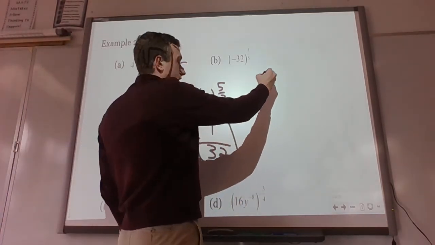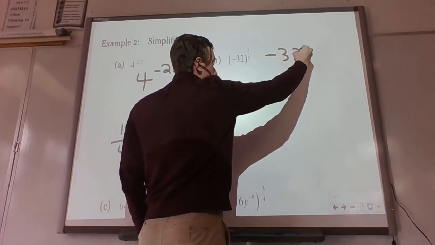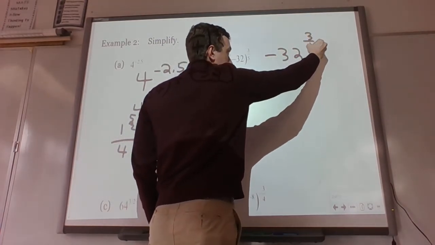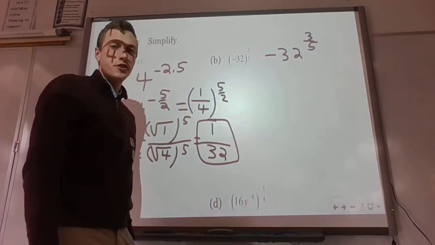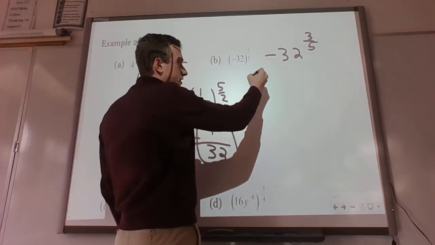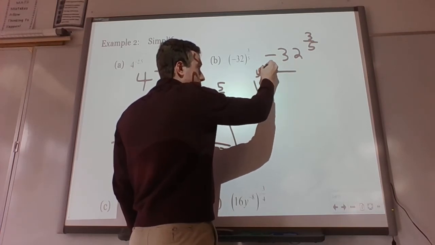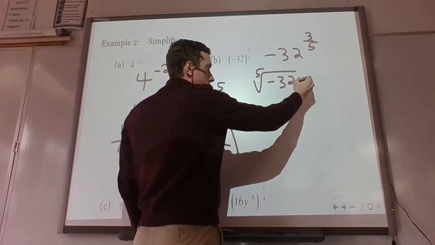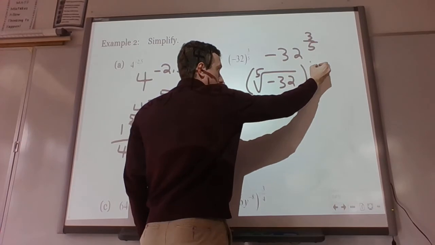Okay, what about negative 32 to the 3/5 power? Again, we could think of this as the fifth root of negative 32, and then take that and cube it.